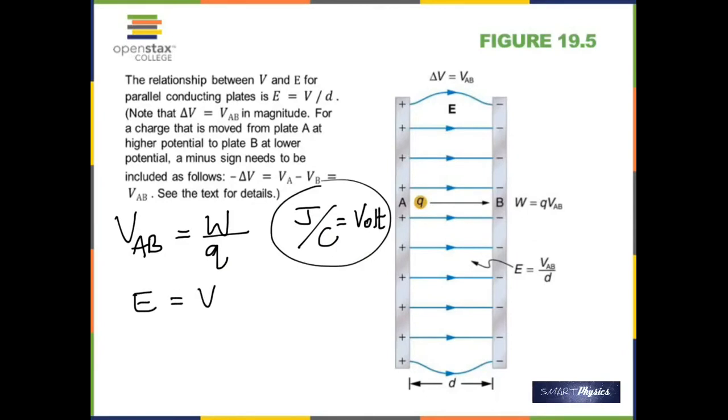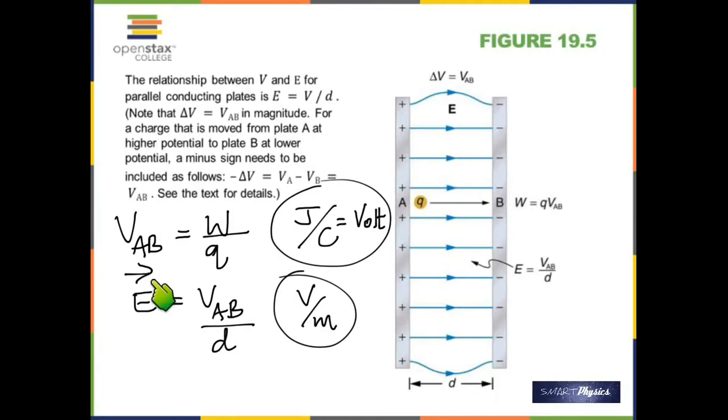And again, remember that the electric field is the potential difference divided by the distance. It's a vector, while potential is a scalar. And the unit is volt per meter. So if you have the plates closer together, then the field is going to be much bigger. Okay?